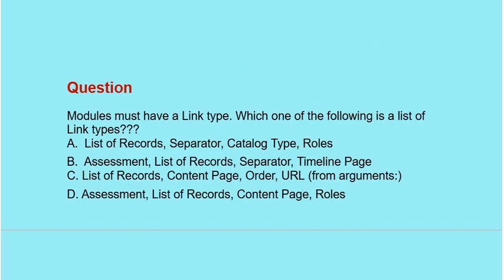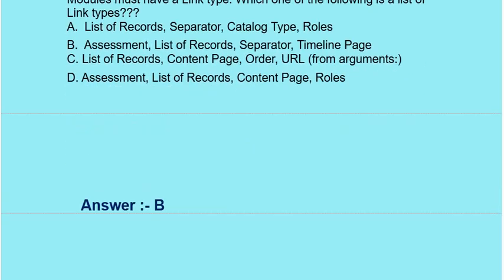Question is modules must have a link type. Which one of the following is a list of link types? Option A list of records, separator, catalog type, roles. Option B assessment, list of records, separator, timeline page. Option C list of records, content page, order, URL from arguments. Option D assessment, list of records, content page, roles. Correct answer is option B.